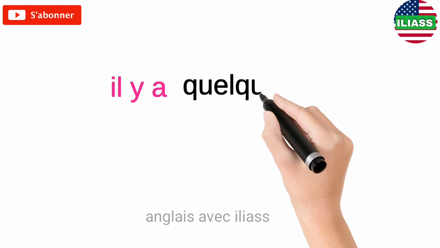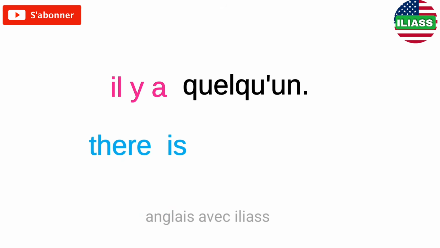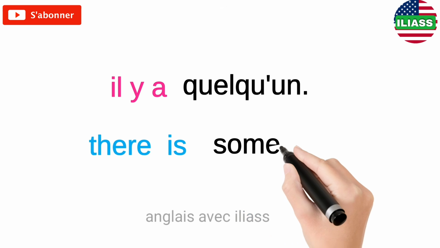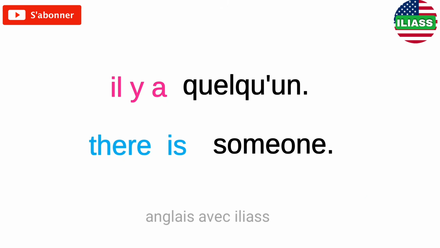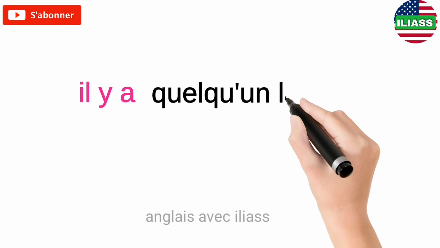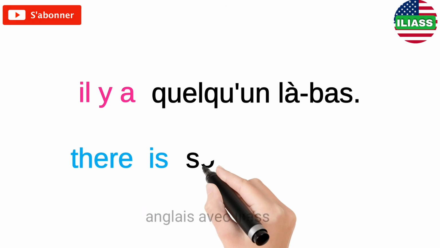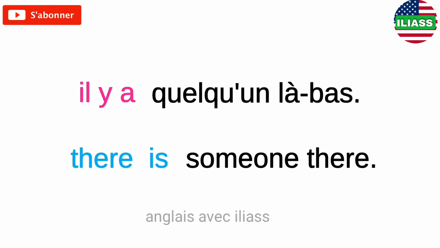Par exemple, pour dire il y a quelqu'un. Quelqu'un est au singulier, donc on va utiliser there is. Donc ça va être there is someone. Quelqu'un en anglais on dit someone. There is someone. Il y a quelqu'un. Il y a quelqu'un là-bas. Là-bas en anglais on dit there. Donc ça va être there is someone there.